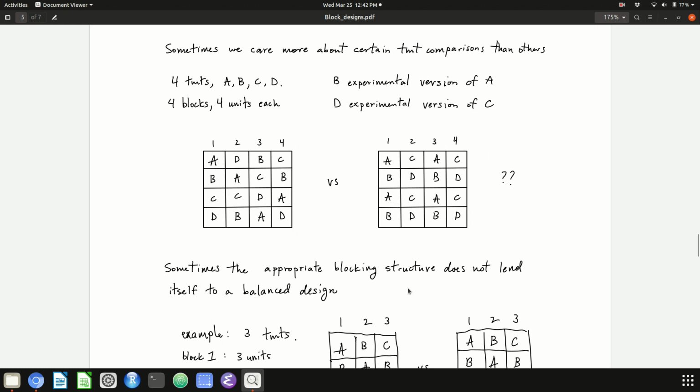So this particular design would give more information about comparisons between A and B and C and D, and less information about comparison between A and D, for example.